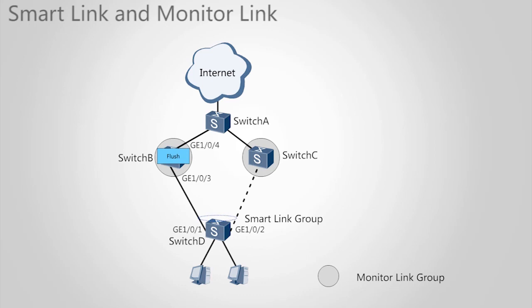Smart link usually detects faults on the link that is directly connected to the interface on which Smart link is configured. Therefore, if the link between switch A and switch B fails, the Smart link on switch D cannot perform link switchover quickly. To enable the Smart link to respond to the link faults between switch A and switch B quickly, you can configure the monitor link function on switch B. When monitor link detects a fault on GE1/0/4, it forces GE1/0/3 to shut down. Active or standby link switchover is then triggered in the Smart link group on switch D.